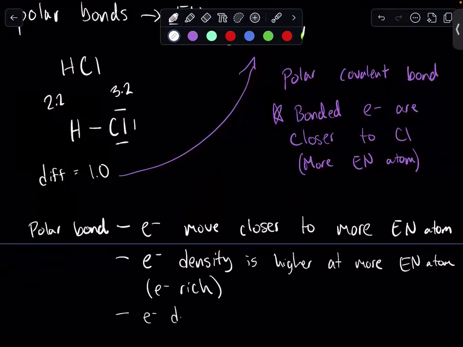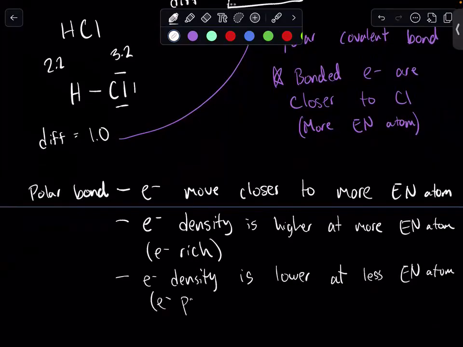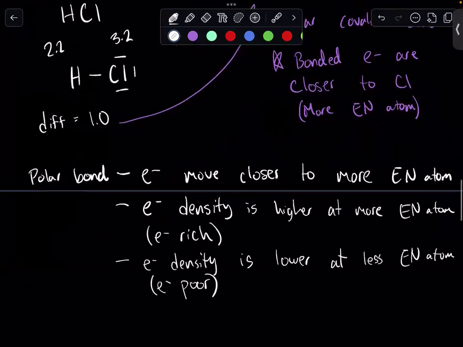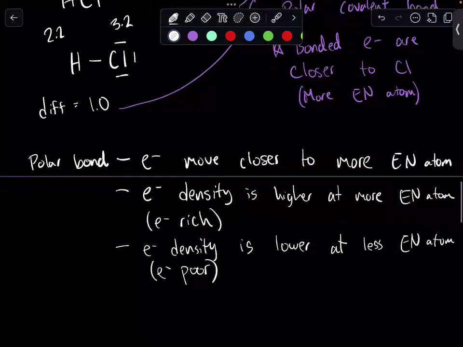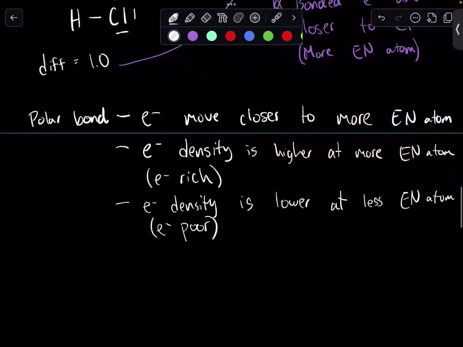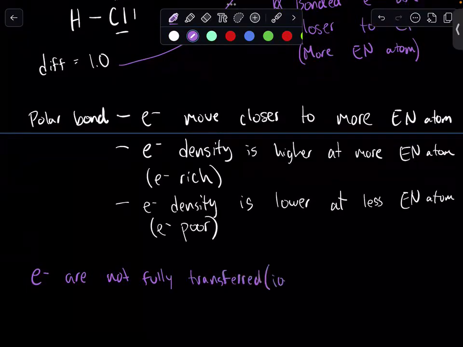Furthermore, the electron density is lower at the less electronegative atom. In other words, it's electron poor. This is now the crucial part and where we actually get the name polar from. Because electrons are not fully transferred. So when they're fully transferred, we call this an ionic bond, but they're not fully transferred.